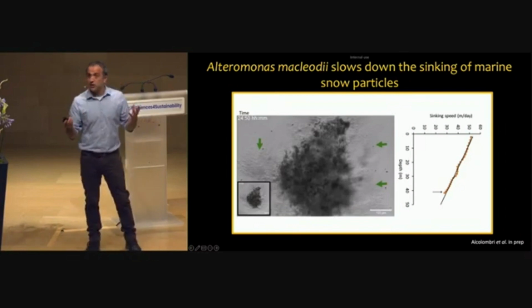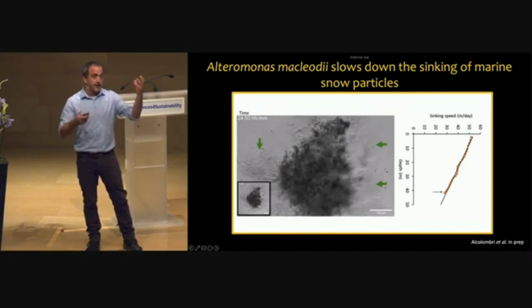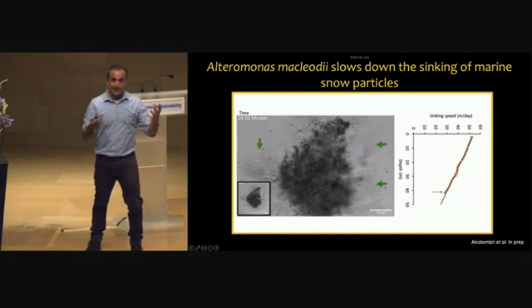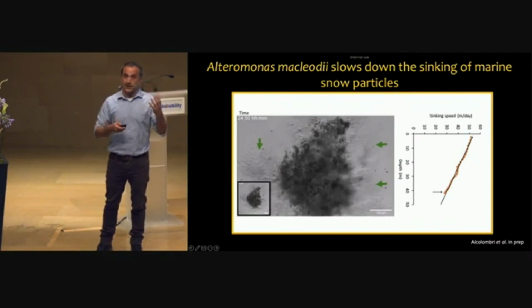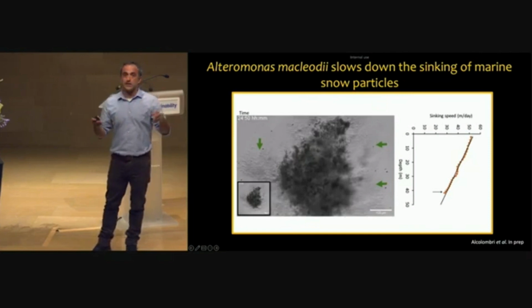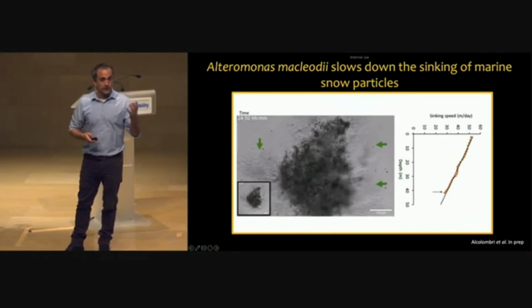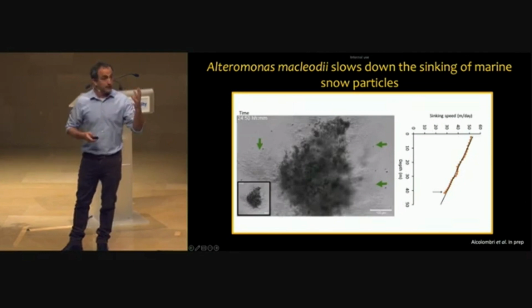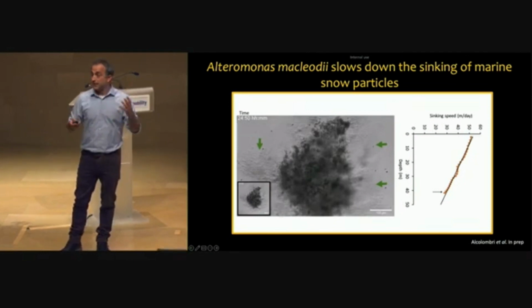And this has implications for the environment. It means that if a particle is sinking through an ocean that contains a lot of bacteria, this will slow down their sinking and therefore will slow down the flux of carbon to the deep ocean. So we find another role for bacteria and gel, which is very important.